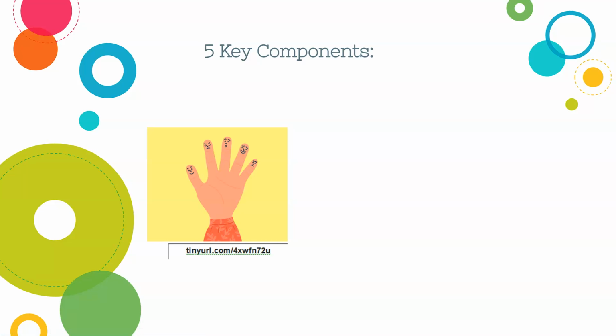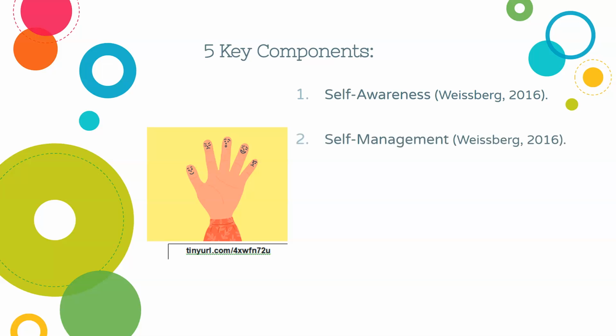There are 5 key components to social emotional learning. The first one being self-awareness. We really want our students to be able to identify their feelings, their goals, and really just know themselves. And then, number 2, they can take that information and learn self-management skills. So once they are able to recognize those feelings, they will know how to manage them. They will have control over their emotions. They'll know how to cope and adapt with certain feelings and situations and things like that.